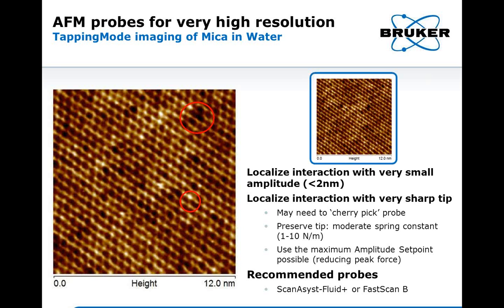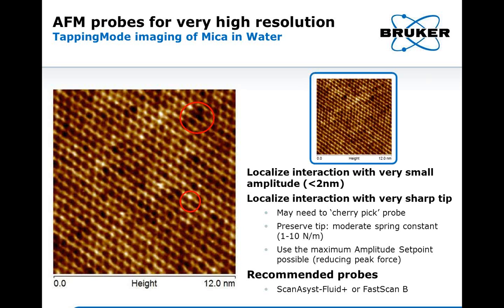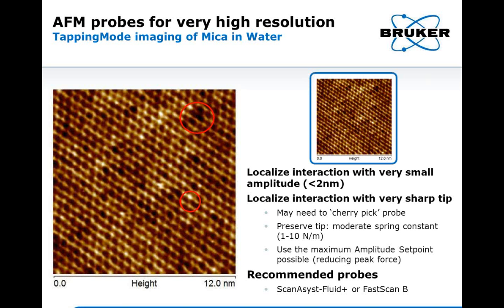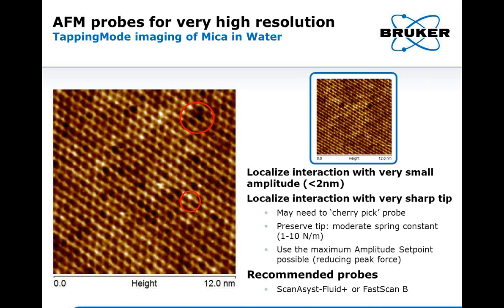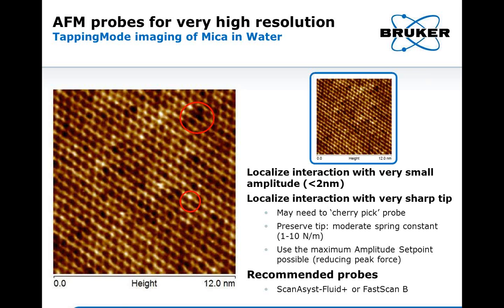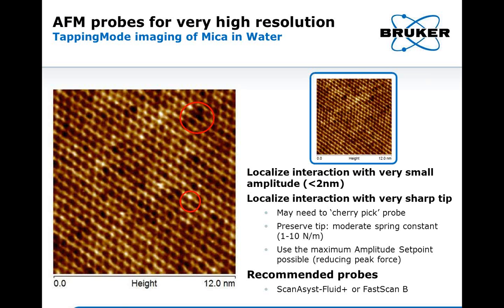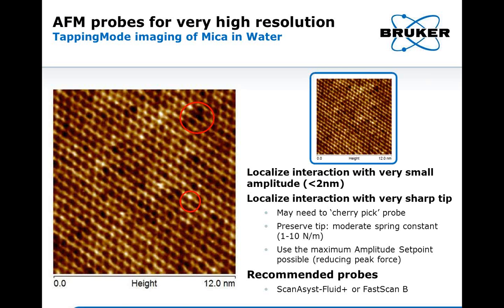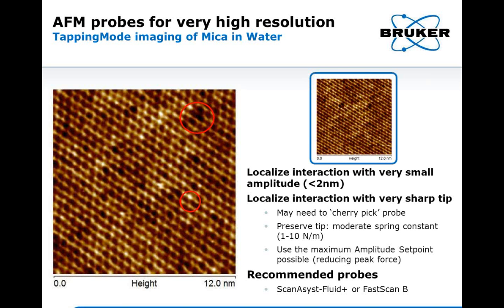Here we have an image of mica imaged in tapping mode in water. We can tell that the image is truly the sample surface and not an example of lattice imaging, by the two point defects highlighted here in the red circles in the left image. To acquire this image, a probe was chosen with a very sharp apex. Remember that the apex must be smaller than the features on the surface being imaged in order to resolve those features, the microscope maker's rule. And we want a moderately stiff cantilever in this case to help preserve the probe during imaging.